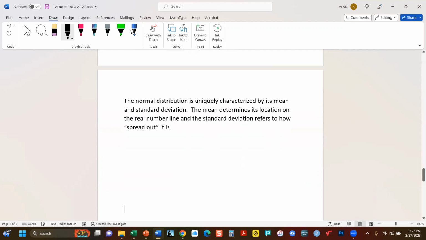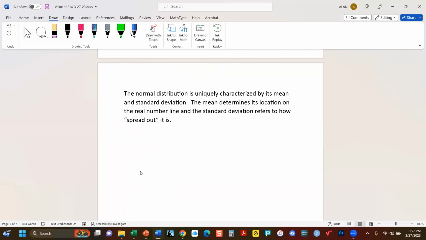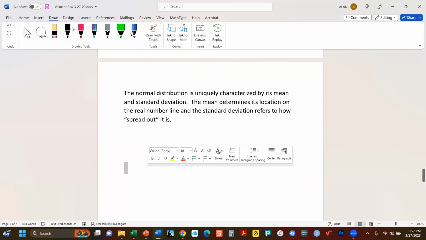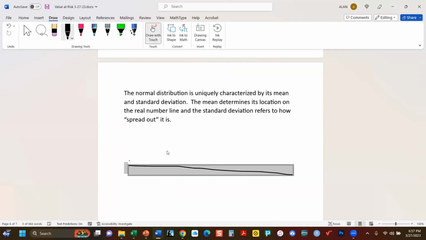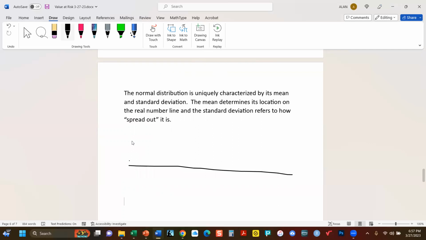Okay, so let me try to draw a couple of these for you. So imagine there's two different normal distributions that have the same standard deviation, but a different mean.